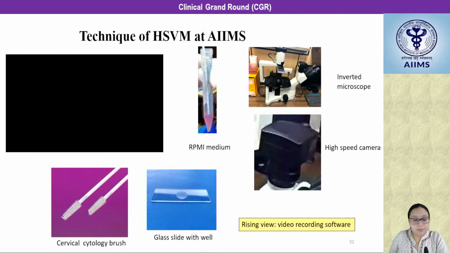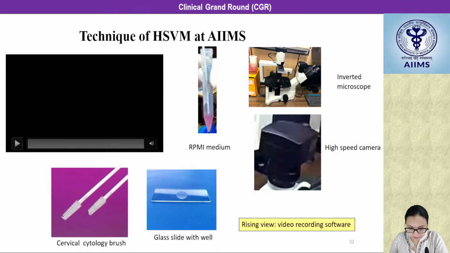So this is the equipment that we require for HSVM testing. This is the vial containing the RPMI media. This is the inverted microscope. The attachment on the top of the microscope is the high-speed camera. Then that is the glass slide with the well, which we use to place the sample under the microscope, and that is the cytology brush. Here's a brief video.